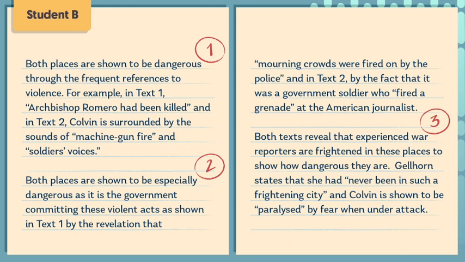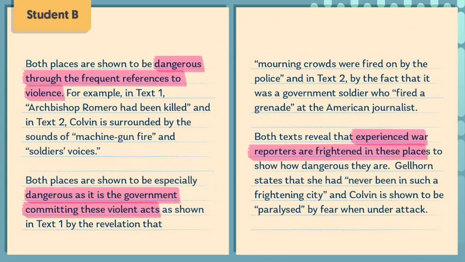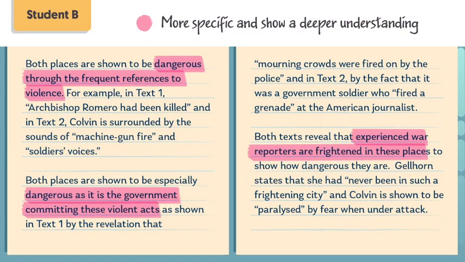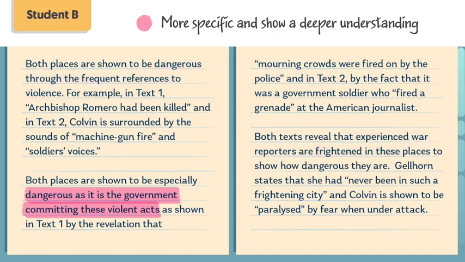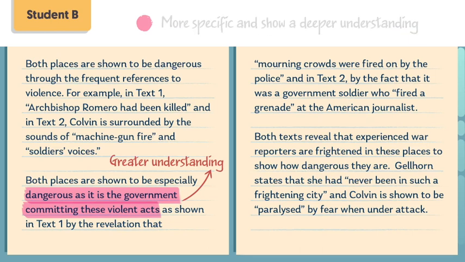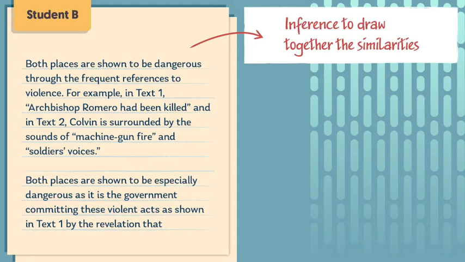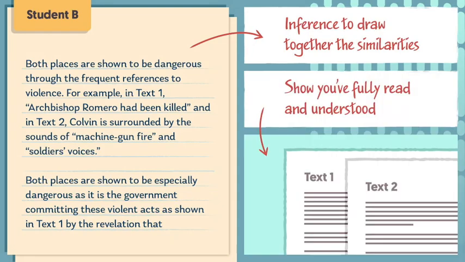Okay, so again, this response offers 3 similarities, which are focused on the question and supported by relevant quotations. However, in this response, the 3 points are much more specific and show a deeper understanding of the 2 texts. For example, by recognising that both texts discuss how government forces make the places dangerous, student B is showing a greater level of understanding or synthesis of the 2 texts. This is a much harder, more nuanced point to get from the text, which is why it is worth more marks. The student has had to use some inference to draw together the similarities, and this is another way you can show the examiner that you've fully read and understood the 2 texts.